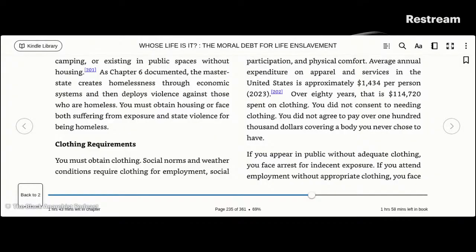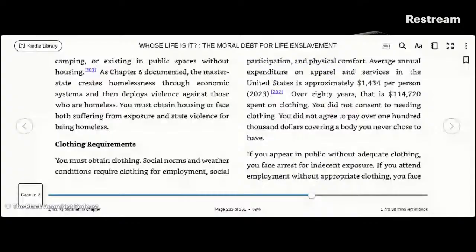Clothing requirements. You must obtain clothing. Social norms and weather conditions require clothing for employment, social participation, and physical comfort. Average annual expenditure on apparel and services in the United States is approximately $1,434 per person. Over 80 years, that is $114,720 spent on clothing. You did not consent to needing clothing. You did not agree to pay over $100,000 covering a body you never chose to have.